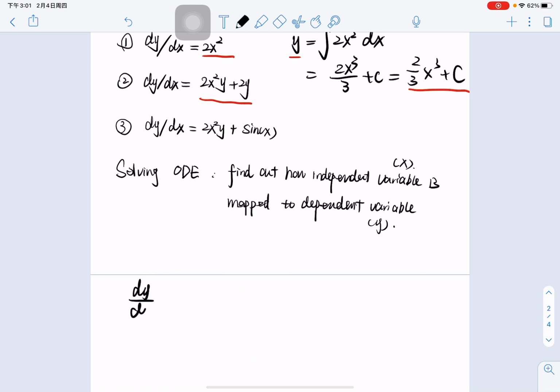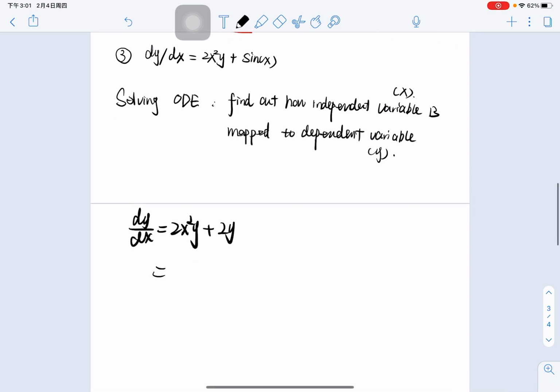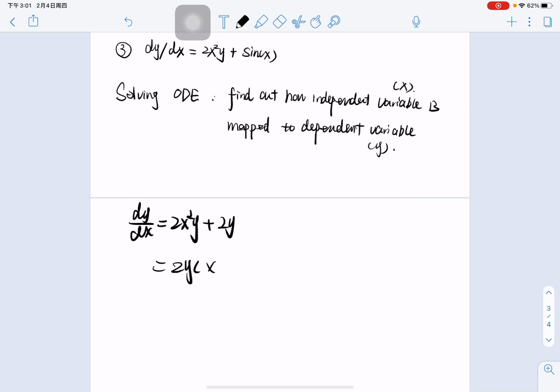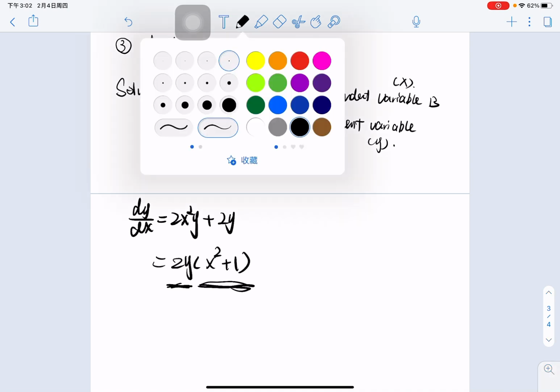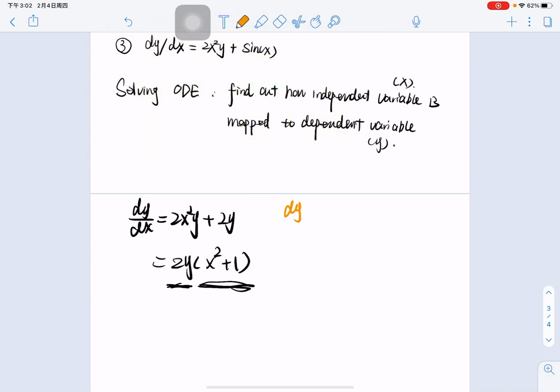When we have dy/dx equals 2x squared y plus 2y, we can separate the x and y. So we have 2y times (x squared plus 1). We know that 2y is only about y, and x squared plus 1 is only about x. So this function can be separated to dy/dx equals f(x) times g(y). This kind of ODE is called a separable ODE.